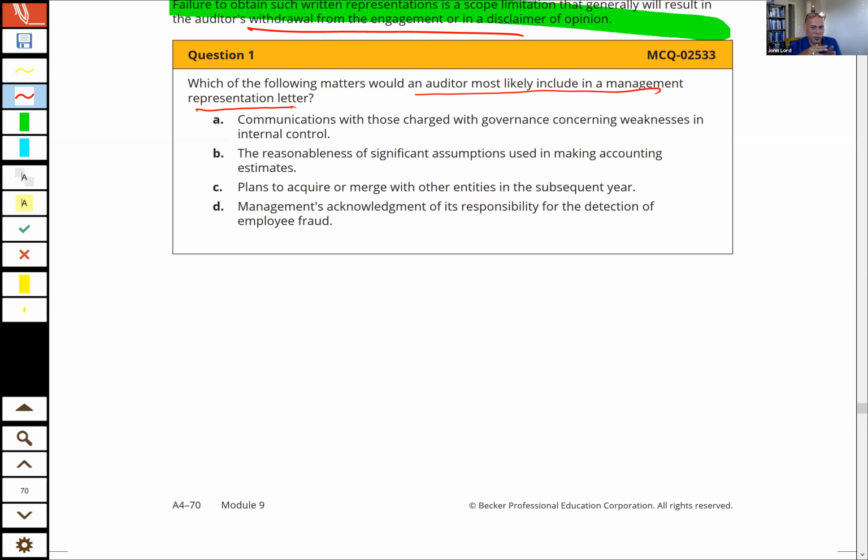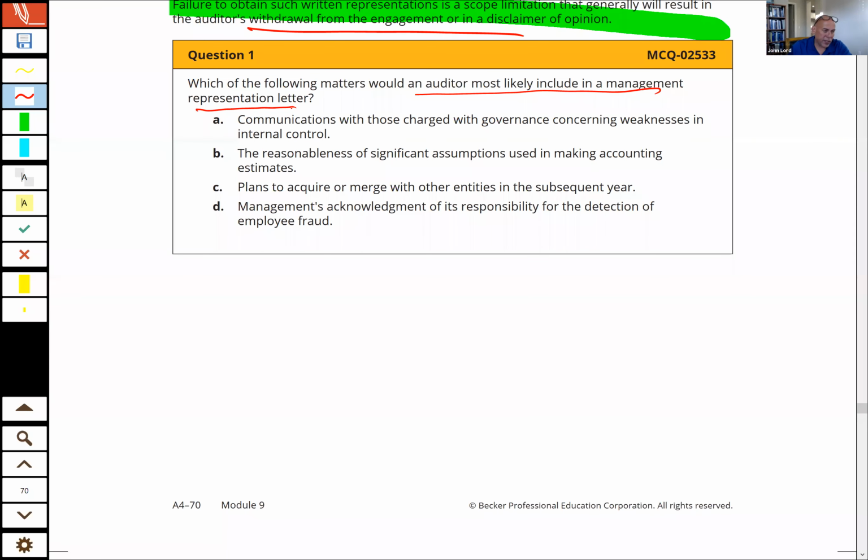So this question really shouldn't say would the auditor include. It's what the auditor would ask management to include in the management rep letter, or what management should include in the management rep letter. This question maybe got written by an experienced auditor who was just printing on their letterhead. But it's officially from management to the auditor, right?